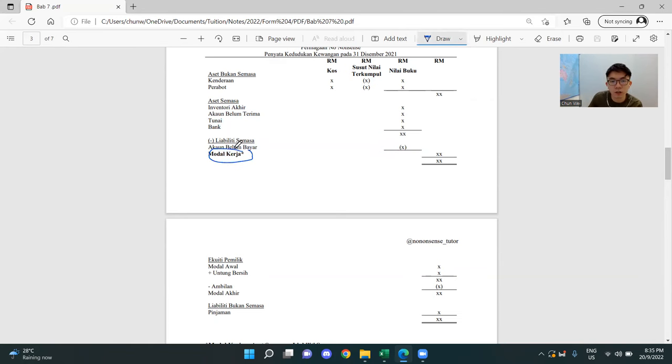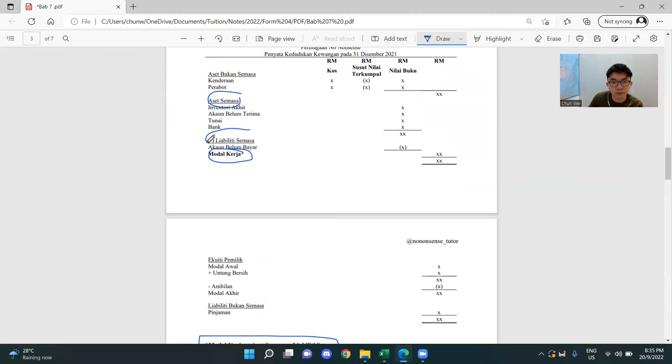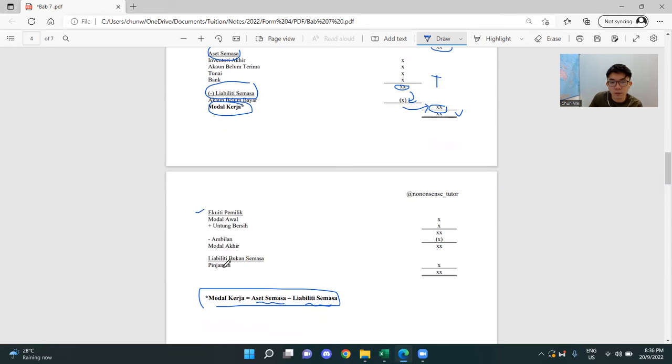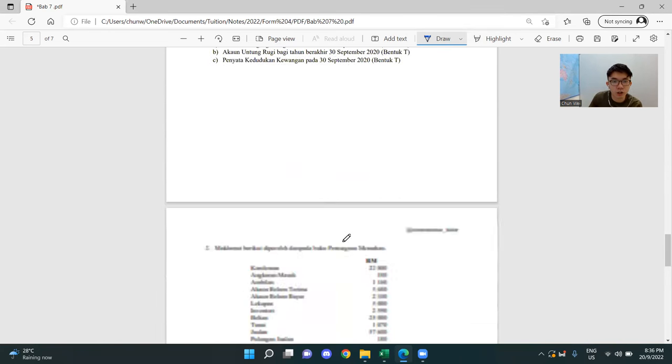There's something called modal kerja kat sini. So how do you get this modal kerja? I already show you the formula. So modal kerja equals to asset semasa minus liability semasa, which is this one. That's why this figure minus this figure, and then you get this modal kerja. And this modal kerja have to add your asset bukan semasa, then you get the jumlah here. Lepas tu, kat bawah sini, you have your equity pemilik. Under your equity pemilik, you ada modal awal plus untung bersih, tolak ambilan, you get modal akhir kat sini. And then you add your liability bukan semasa. And then you get the final figure. And then these two must be imbang. Alright, so now let's do question number two.